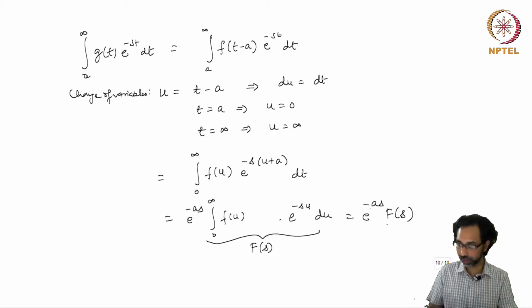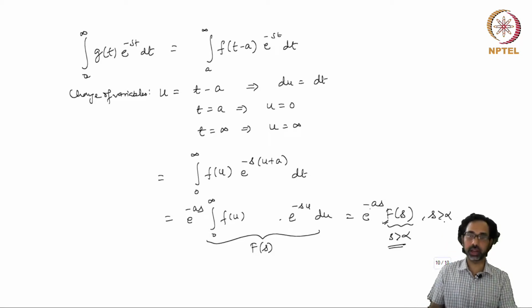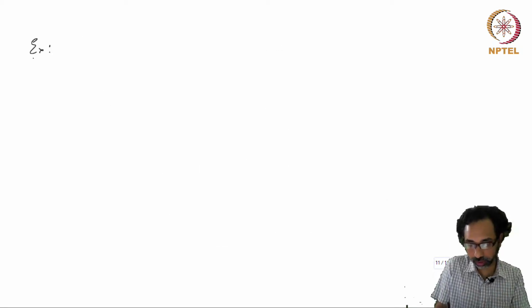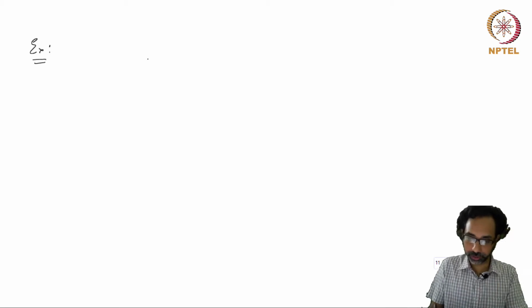Now note that if F(s) is defined for s greater than alpha, in this region s greater than alpha, then the Laplace transform e to the minus as F(s) is also defined for s greater than alpha. So the region of convergence will not change because the exponential function is defined everywhere. The region of convergence will only depend on the region of convergence of this function F, which is s greater than alpha. So let's see another example where we can use the shifting property.